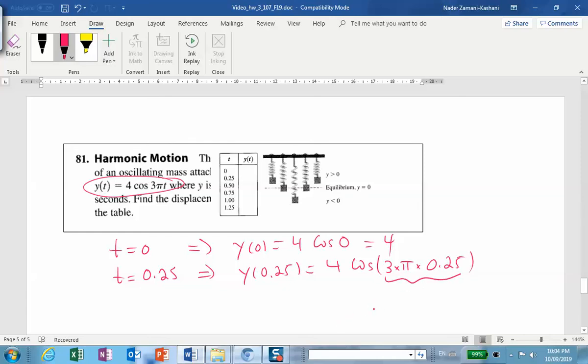I don't have my calculator here, but you put this in your calculator in radian mode. Your calculator has to be in radian mode, and you get the cosine of that and multiply by 4 and you get a number. Make sure your calculator is in radian mode. If you are not told explicitly that this is in degrees, it means that it's in radians, and therefore you have to type these things, press the cosine, multiply it by 4, and you get your answer. So this way you fill this entire table.